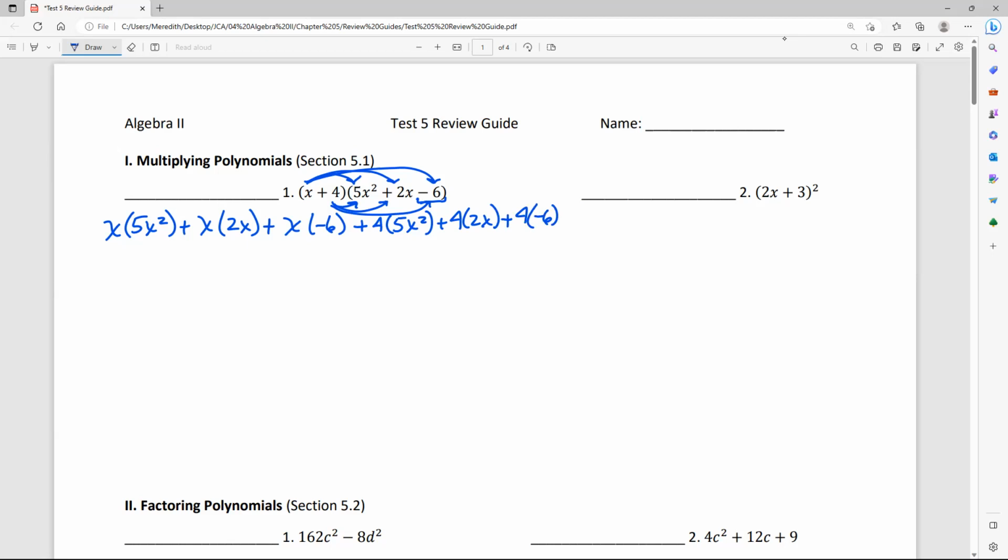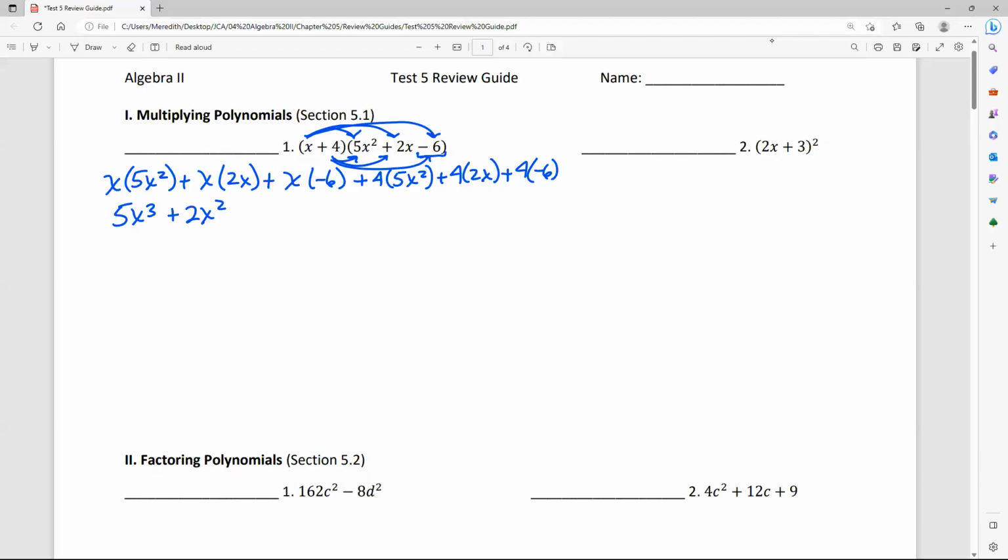Okay, so I'm going to go ahead and simplify the first few. So this is x times 5x squared. So this is just 5x cubed plus 2x squared, minus 6x.